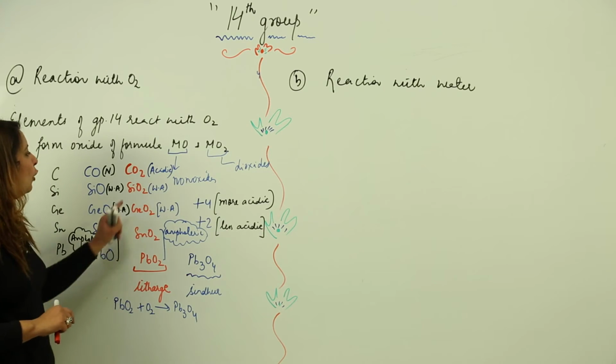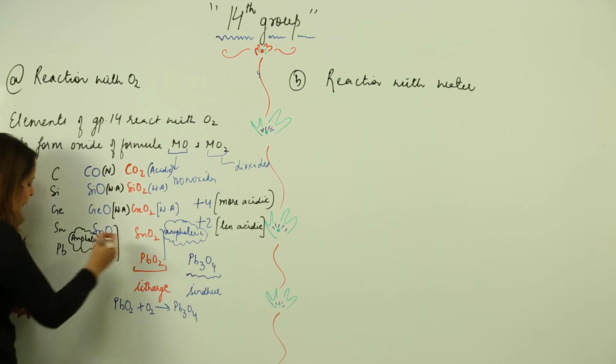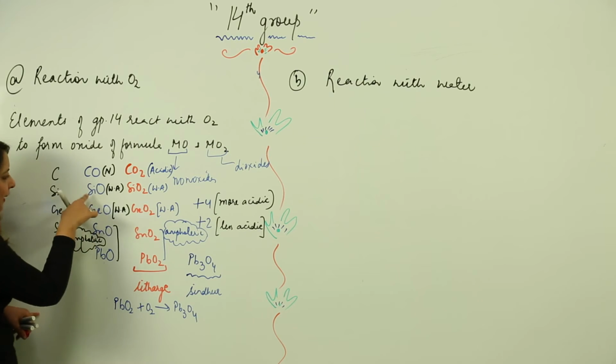And do you know how we can form monooxides? Monooxides are formed when you make use of the dioxide. Suppose I need to form silicon monoxide.